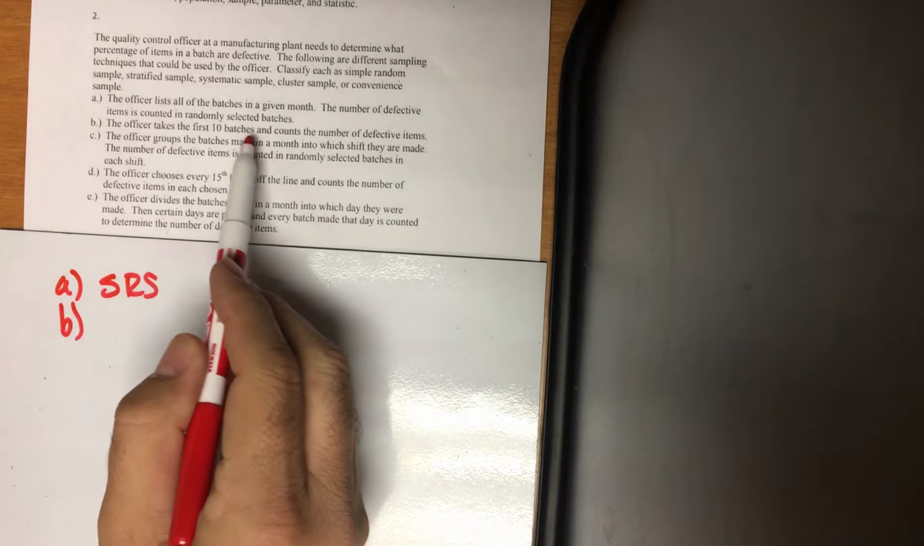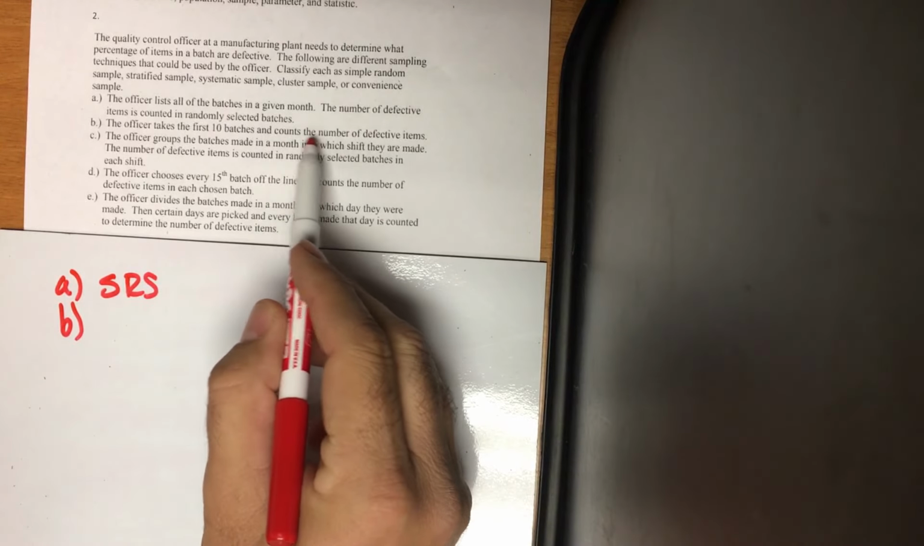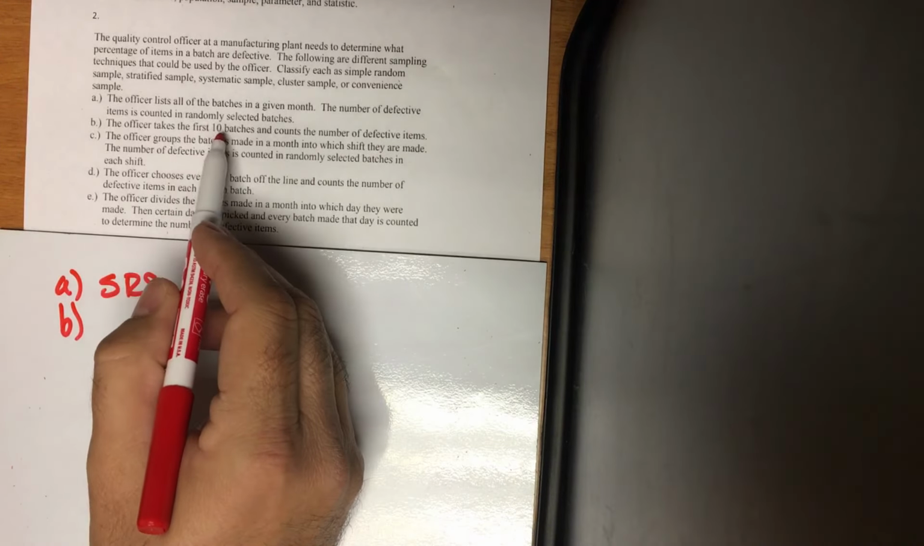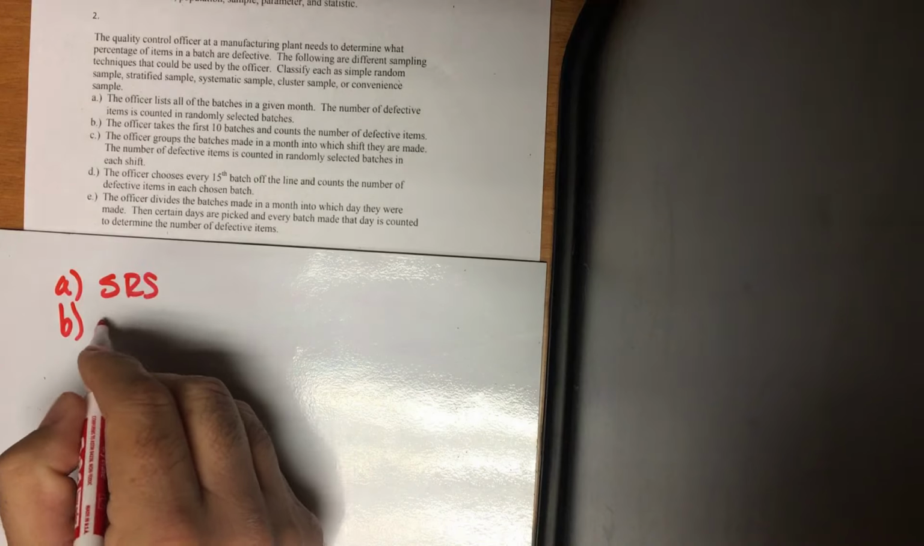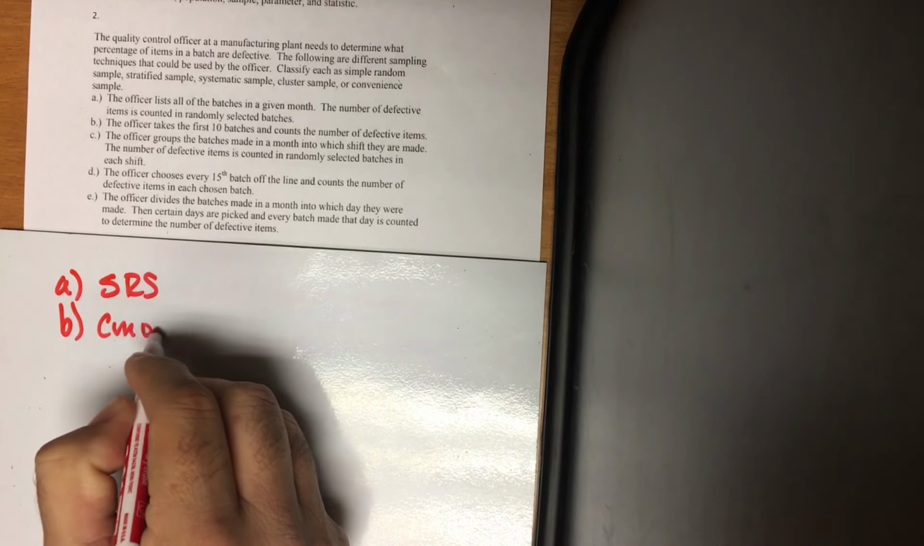The officer takes the first 10 batches and counts the number of defective items. There was nothing random about it. He just took the first 10 batches. So that's just going to be convenience.